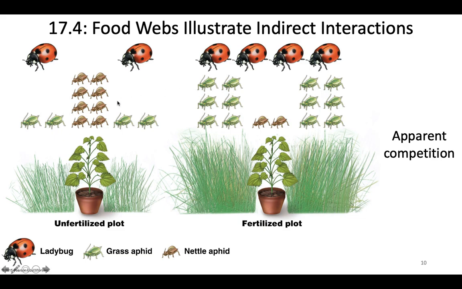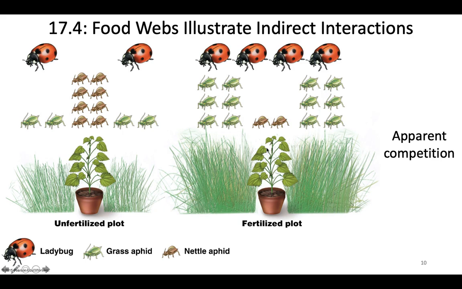But with the opposite, if you're not fertilizing the grass, so in this case the nettle is more reproductive, then you'd see a boom in the nettle aphids. Oh, actually, no, you don't see that at all. You really only see it here because, sorry, you see 2 ladybugs, not 4 ladybugs. So only here. So this is apparent competition between the grass and nettle aphid.